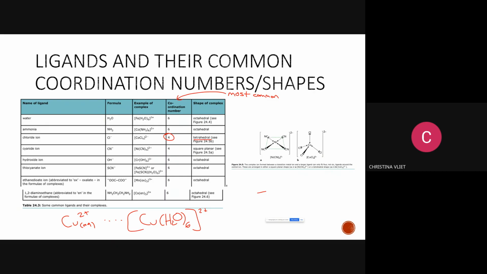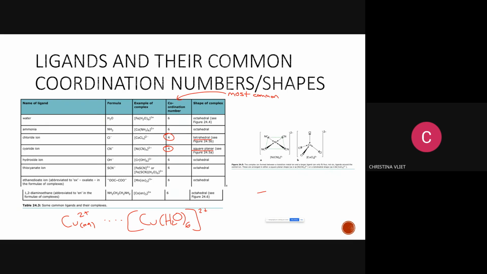Cyanide is also 4, but it goes square planar instead of tetrahedral. And that's what's being shown here. I'm going to explain this in a little bit. Hydroxide, 6 when it forms a ligand, but sometimes it doesn't form a ligand. Sometimes it just precipitates hydroxide. Like copper hydroxide will just become Cu(OH)2.